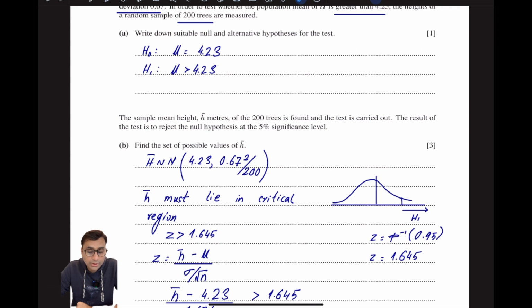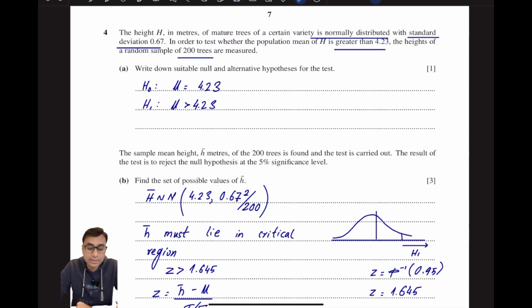Once we have written down the null and alternate hypothesis, we also have to perform a hypothesis test at the 5% significance level. With the assumption of null hypothesis to be true, I write down the distribution of sample mean. The population standard deviation was known as 0.67, so the h bar's variance would be 0.67 squared divided by 200, the size of the sample.